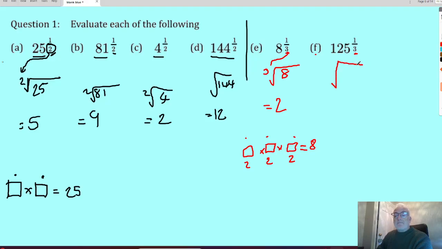Let's see how we got on. I'm going to put my 125 in the root sign and put a cube root out the front of it. So what times by itself 3 times makes 125? And you should have the answer of 5.